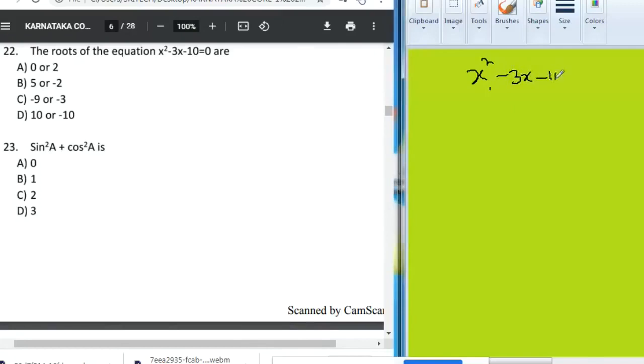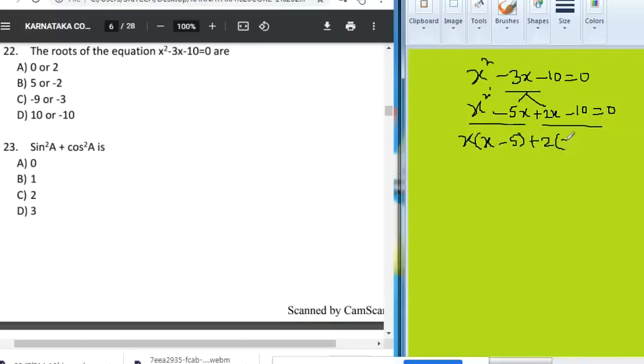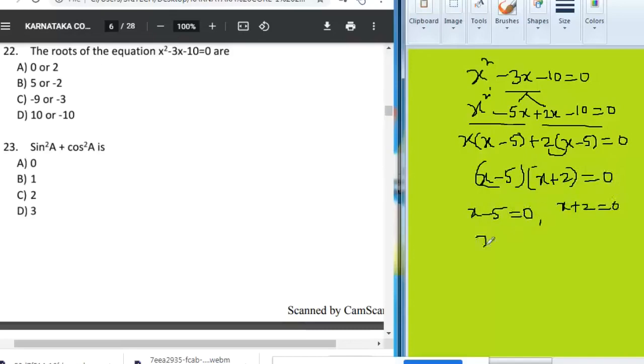X square minus 3x minus 10 is equal to 0. Factorization method is nothing but splitting the middle term. Minus 3x can be split into minus 5x plus 2x. Minus 5x and 2x gives you minus 3x. So the first 2 terms and the second 2 terms I will make as a pair, and I will take x common in the first 2 terms and 2 common in the last 2 terms, which gives you 2 times x minus 5. 2 times x is 2x, 2 times 5 is 10. So in both cases x minus 5 is common, and I will write x plus 2, which is equal to 0. So equating each factor with 0, x value will become 5 and x value will become minus 2. The correct option is B, 5 or minus 2.